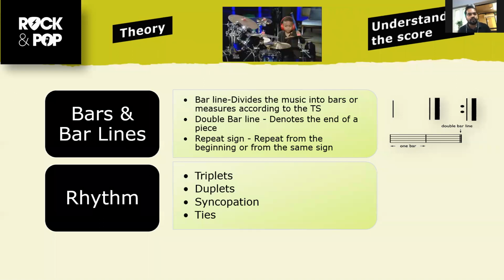Syncopation is the shifting of the normal accent, usually by stressing the weaker beat. A tie is a curved line connecting the heads of two notes of the same pitch, indicating that they are to be played as a single note with a duration equal to the sum of the individual note values.